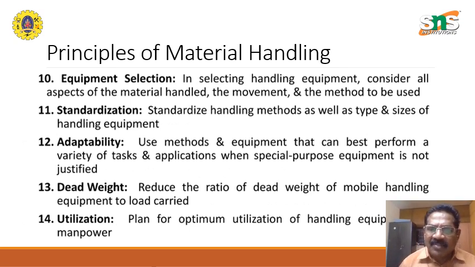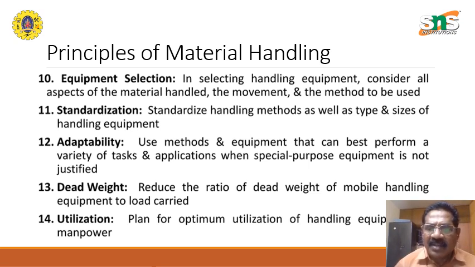Equipment selection: you will have to be very careful about which equipment you are using, and consider all aspects of the material handled, the movement and the life of the part, how fast it has to go and reach, as we discussed in the first slide on what material handling is. Standardize the handling methods as well as the types and sizes of the handling equipment, so that resetting will not be needed. If a robot or something else has to hold it, then if the fixture or holding equipment is standardized, and the distance is standardized, then redoing or resetting it every time you want to handle it is not required.